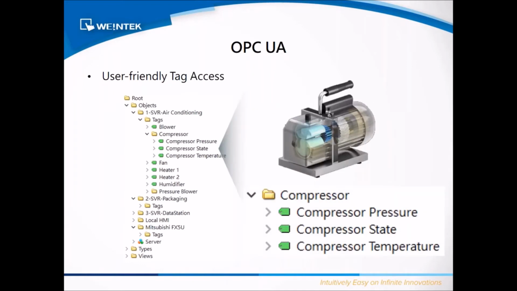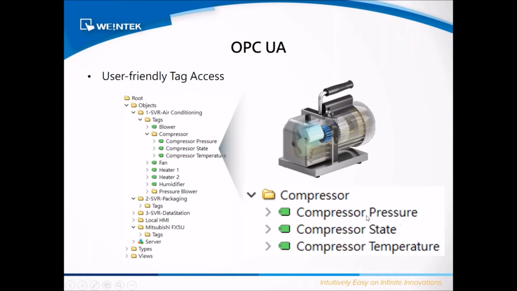And the third part is OPC UA has a very user-friendly tech access. So if you connect to one of the OPC UA servers, then you will be able to browse and see what's inside the OPC UA server. So you can see on the screen, if you want to know the pressure, the state, or the temperature of the compressor, you will know this is the pressure. You will know this is the state.